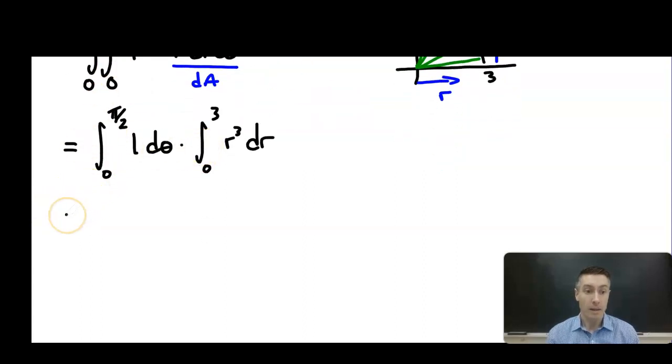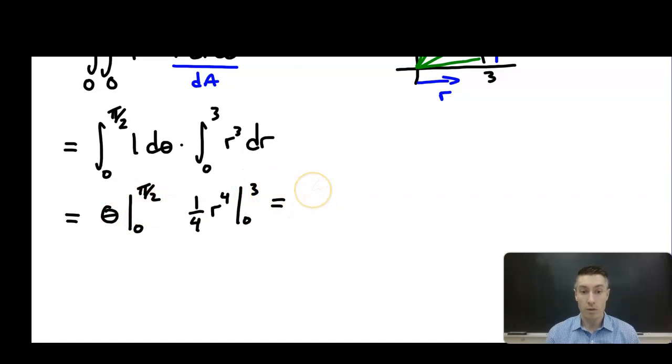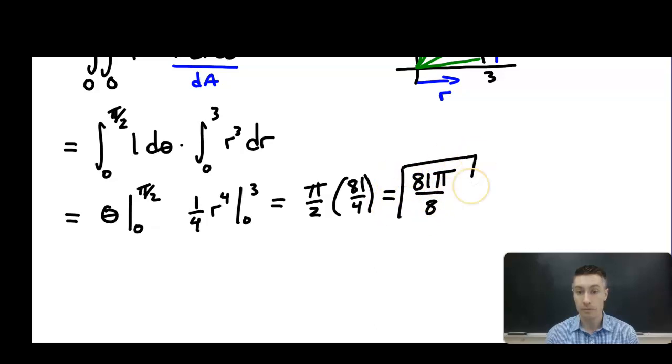Okay, so we can integrate simultaneously. That's the advantage here. So we get theta evaluated from 0 to pi over 2, and then 1/4 r to the 4th evaluated from 0 to 3. So that's going to give us pi over 2 minus 0, so pi over 2, and then times, plug in 3, 81 over 4 minus 0, so just 81 over 4, so 81 pi over 8. So there is the answer we get after we converted this double integral into polar coordinates.